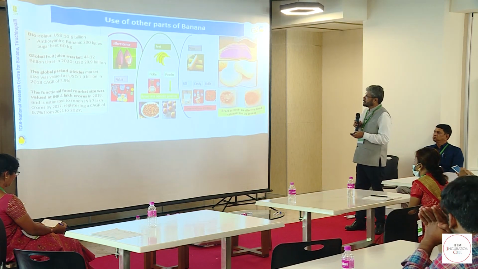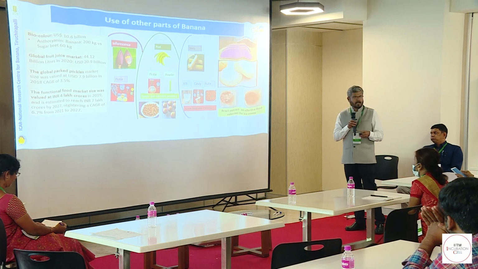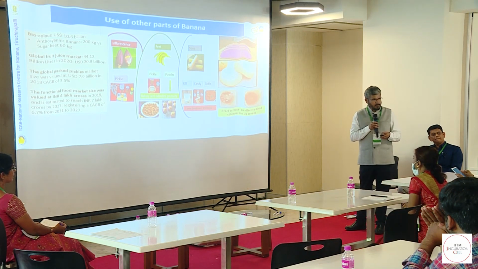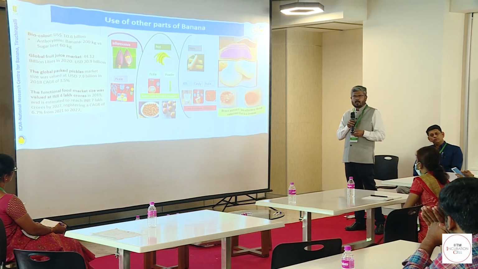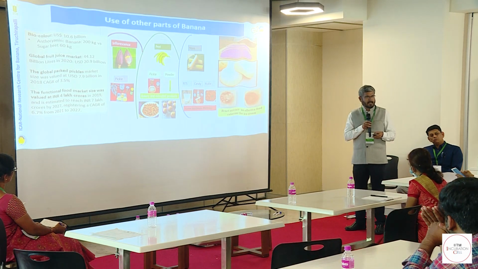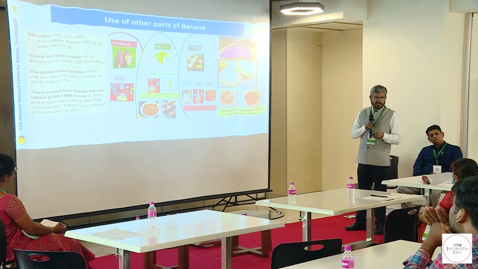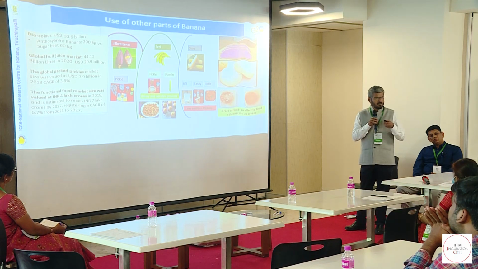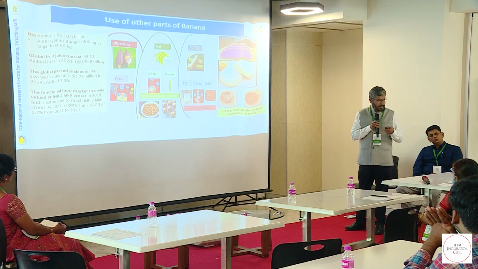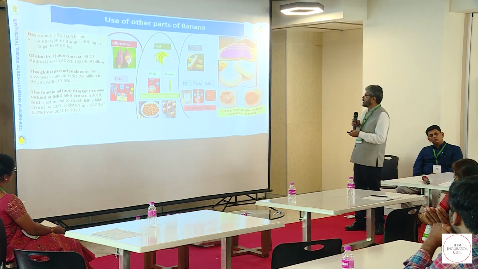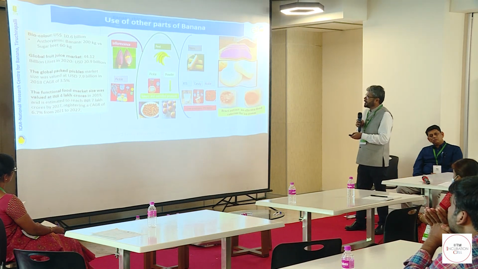Then again, you can also use the flower bud. Vegan food can be developed from the male flower bud. Around 3 lakh tons of male flower bud we produce, but it is going waste. So before throwing it into the field and it becoming compost, make some value addition, make some money out of it. So all these different products could be made.